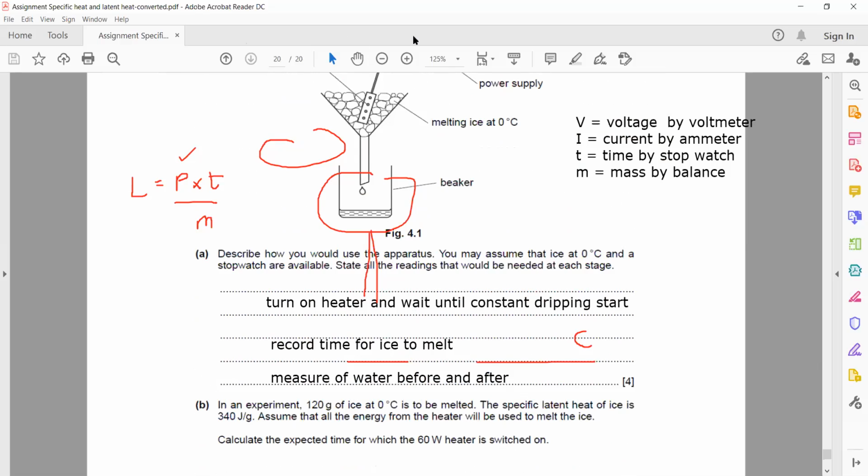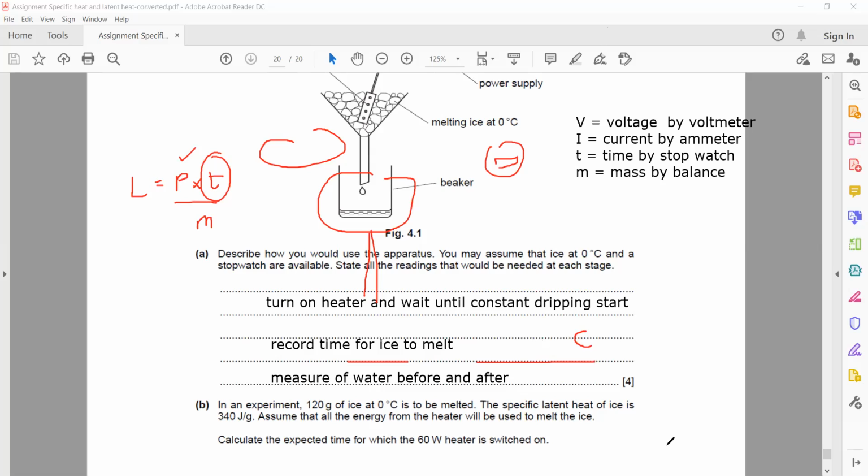Is it clear, the experiment? We have the power, we need the time, so we will use a stopwatch. Once the constant dripping starts, we'll start the timer, and we'll stop the timer after a certain time interval, like after 5 minutes, and measure the mass before and after. Is it clear, this experiment to find specific latent heat of fusion?